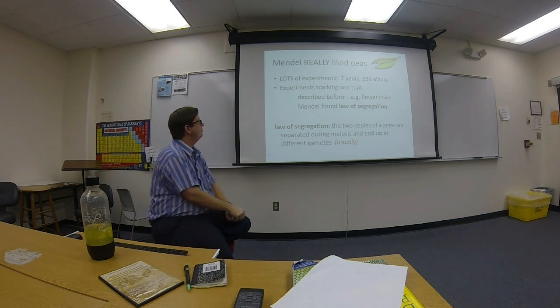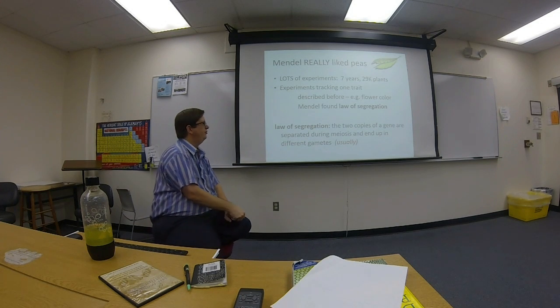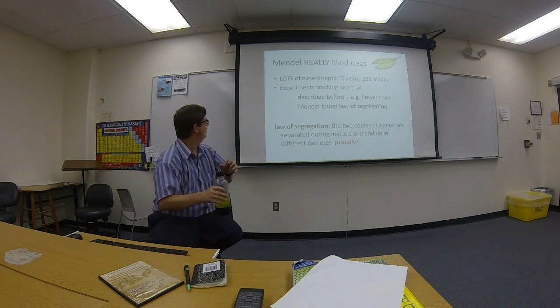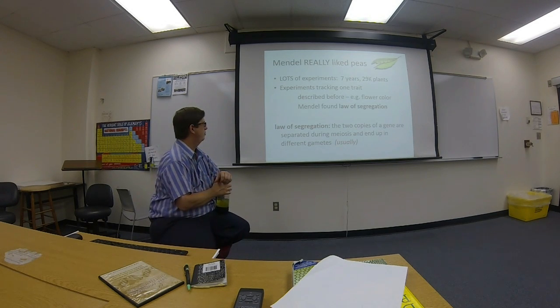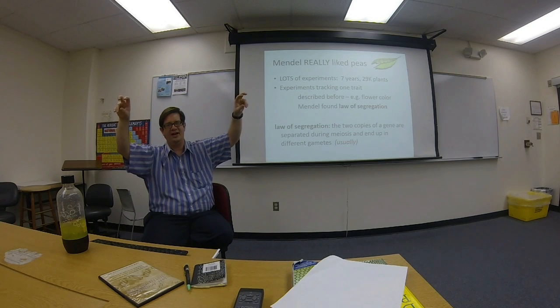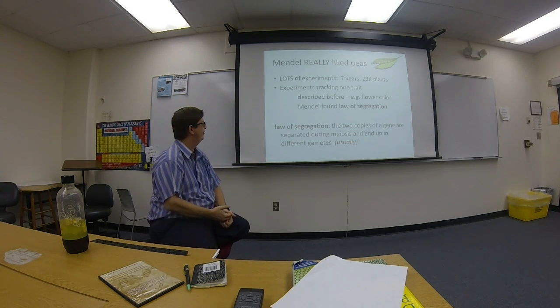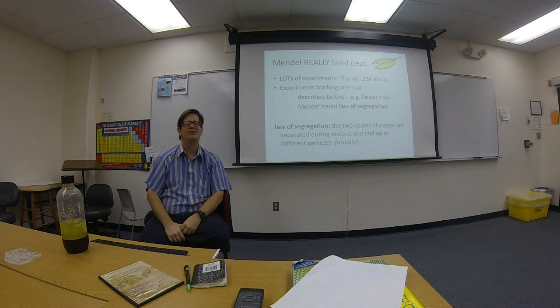So his experiments were tracking one trait. He did 1 and 2 traits. All right, so the law of segregation was something he came up with. And for law, I want you to put quotes around that or something. I want you to make sure that you understand. He described what he thought was a law. It's more of a suggestion.